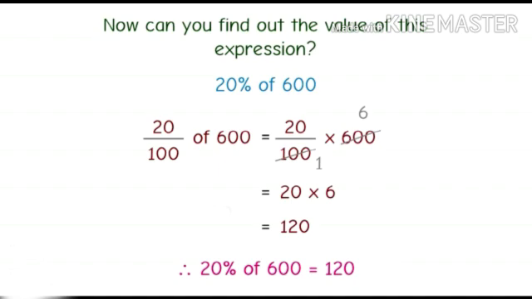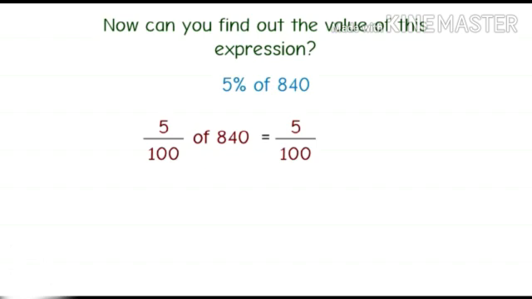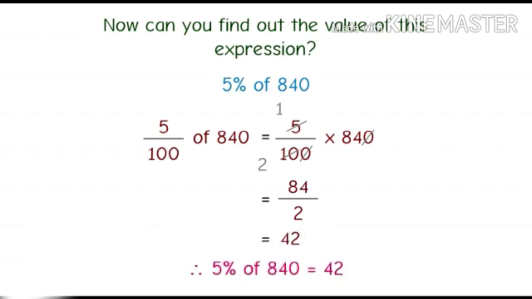Now, can you find out the value of this expression? 5% of 840. So, replace "of" by the multiplication symbol, which is equal to 5 by 100 into 840. Now, cancel 0, 0, and 5 ones are 5, 5 twos are 10. Now, 84 by 2. 2 in 2 table 1 time and in 84, 42 times. Therefore, 5% of 840 is 42.